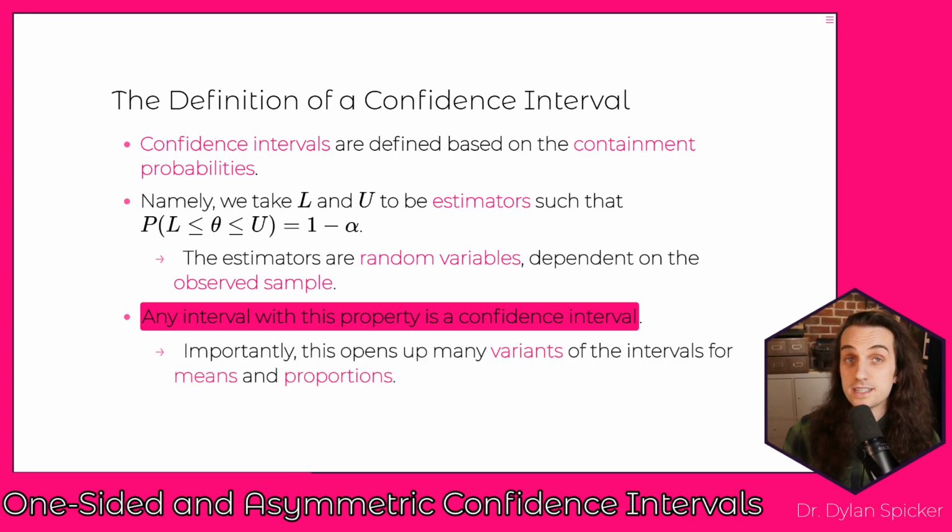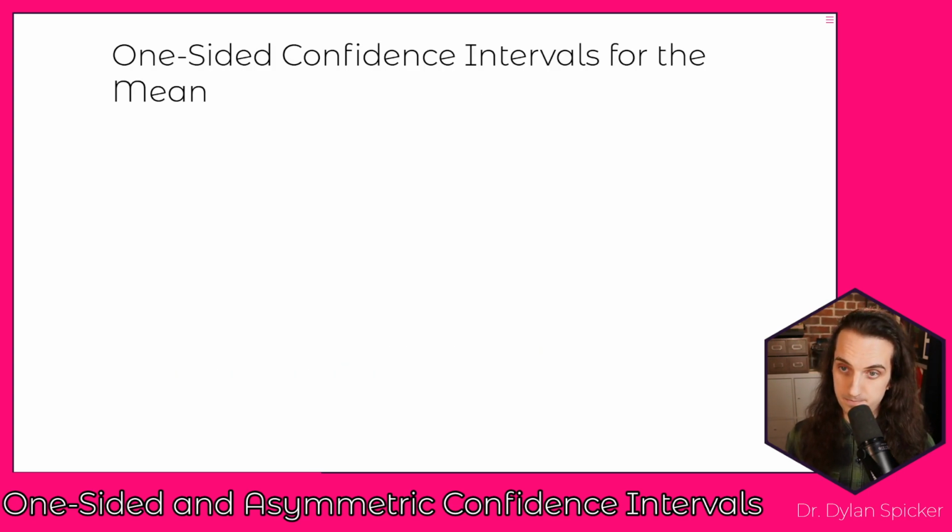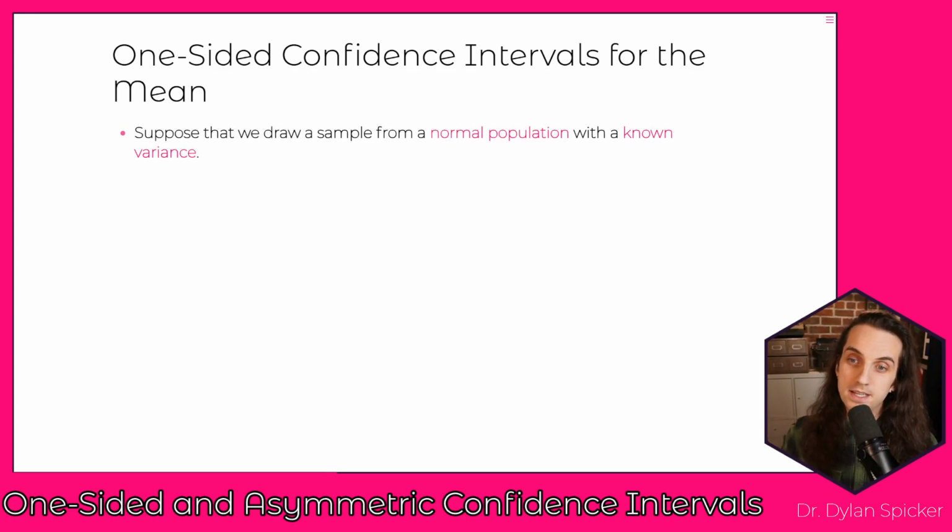Right? And so what this is going to do is it's going to open up many different variants of intervals for both means and proportions. Right? The standard intervals for means and the standard intervals for proportions are symmetric and two-sided, but there are going to be many other variants that are going to be opened up by using this definition and then just deciding that we want it to be one-sided or we want it to be asymmetrical. Okay? So let's think about a one-sided interval for the mean then.